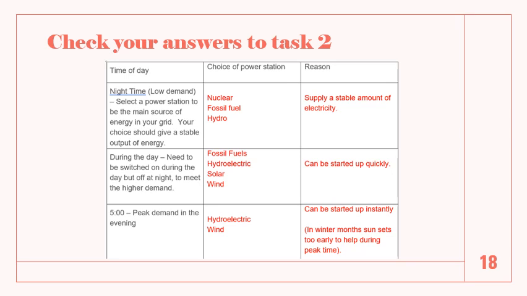During the night time, we might choose nuclear, fossil fuel, or hydro. These supply a stable amount of electricity. During the day, we may switch on additional fossil fuel power stations, hydroelectric power stations, or use solar or wind. These can be started up quickly. For a peak in demand, we want something that can be started up instantly, like hydroelectric or wind power.